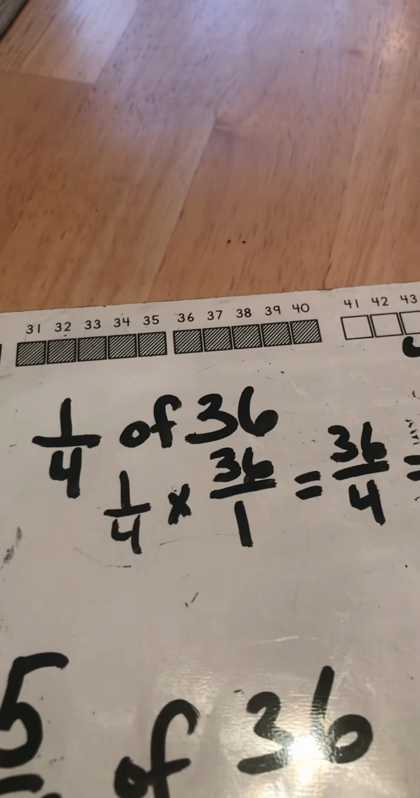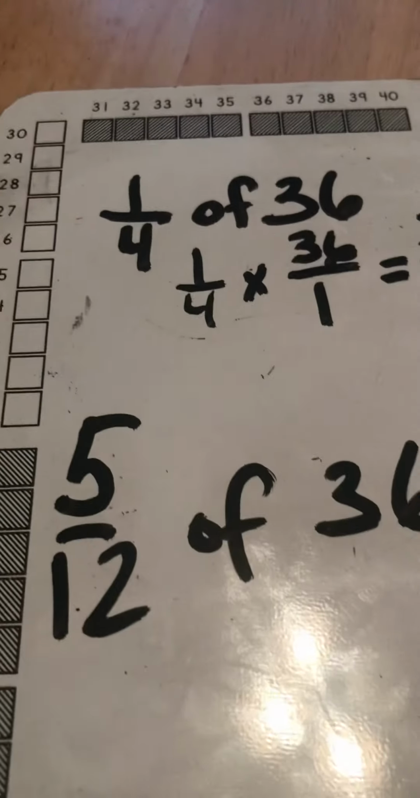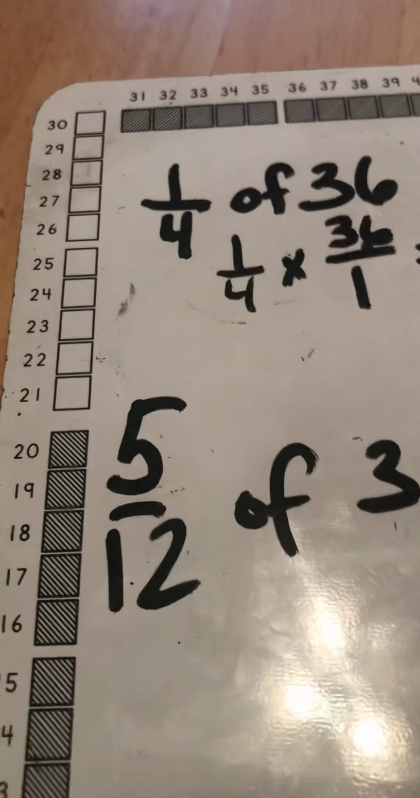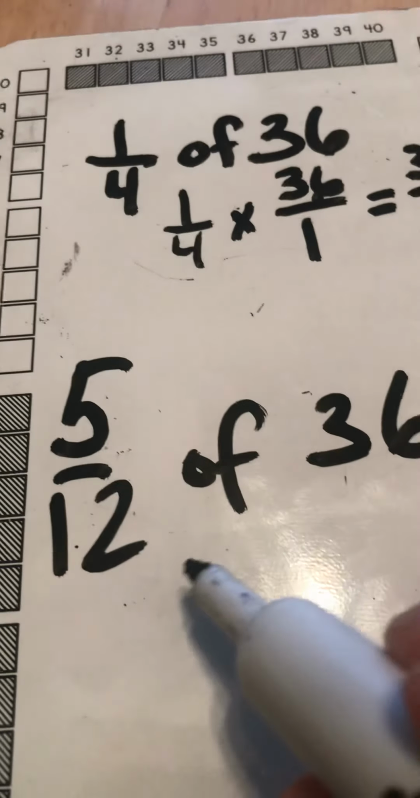Let's make that a little bit better. And you go back to using that thin dry erase marker. So the next one we have on Saturday, they traveled 5/12 of the 36 miles. How many miles is that?